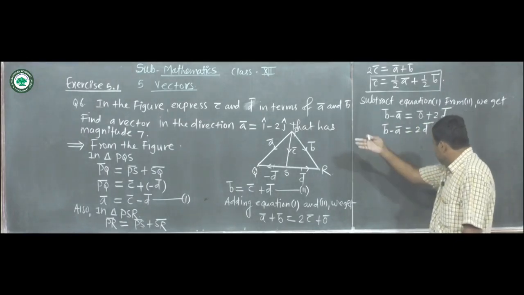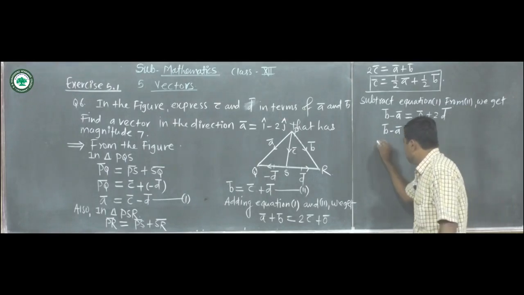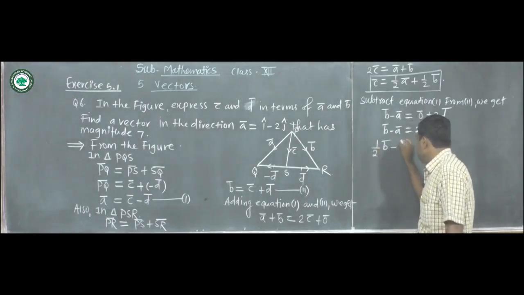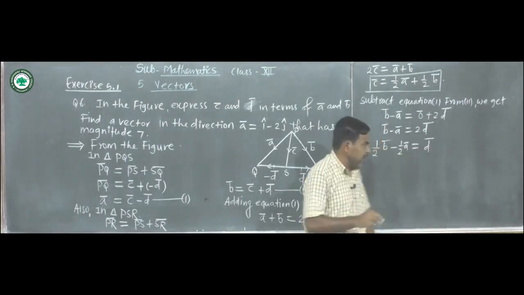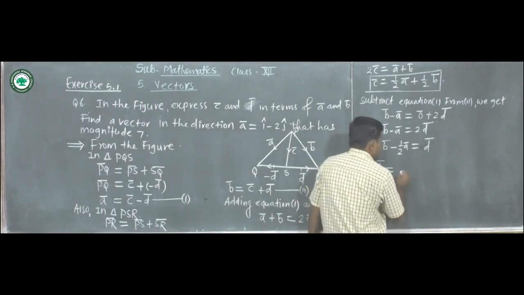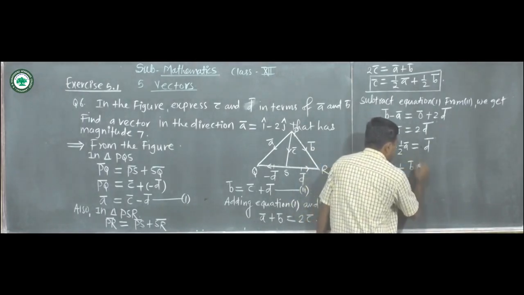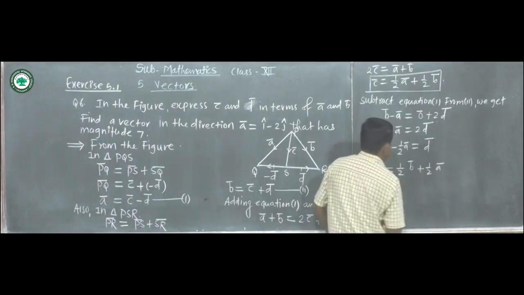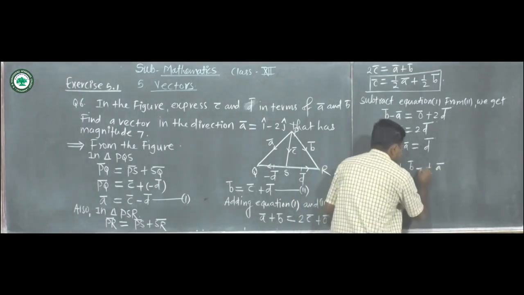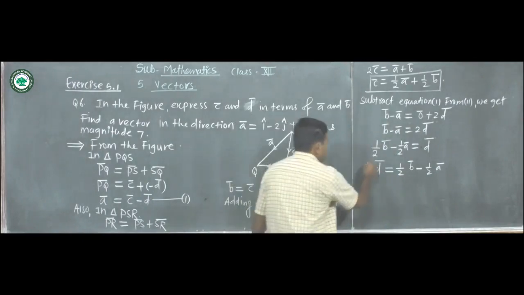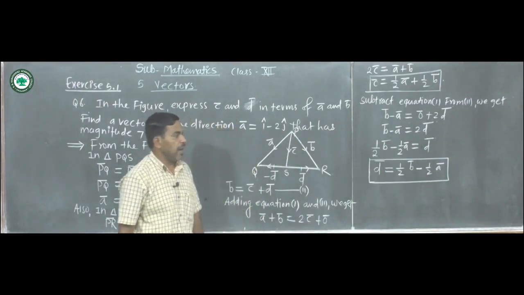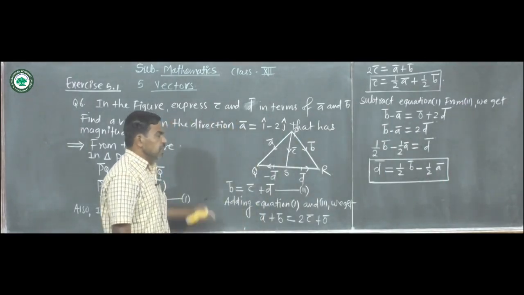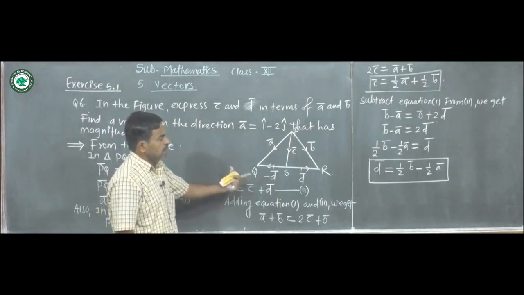It means that we divide this equation throughout by 2, so we get 1 by 2 into B bar minus 1 by 2 into A bar is equal to D bar. So therefore D bar is equal to 1 by 2 into B bar minus 1 by 2 into A bar. So this is the expression of D bar in terms of A bar and B bar. So in this way, from the figure we have expressed C bar and D bar in terms of A bar and B bar.